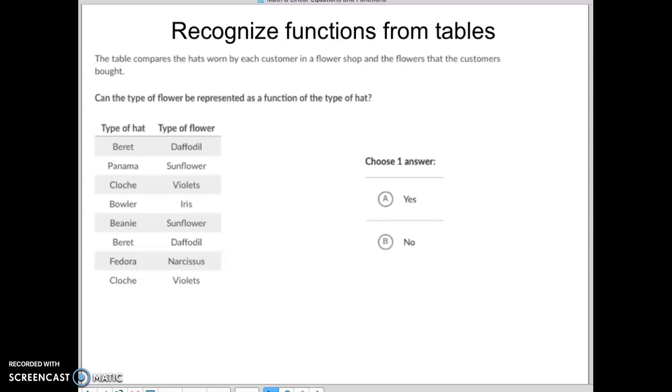All right, Math 8, if you pay close attention to this one, it should be easy. If you don't, it will be confusing. So please pay attention on this one. This concept is recognizing functions from a table.